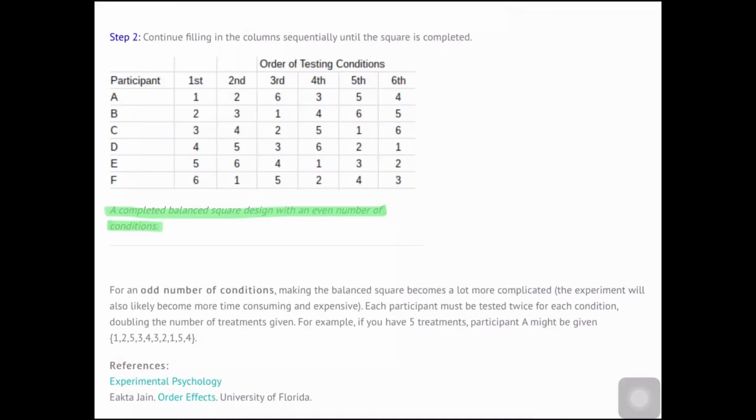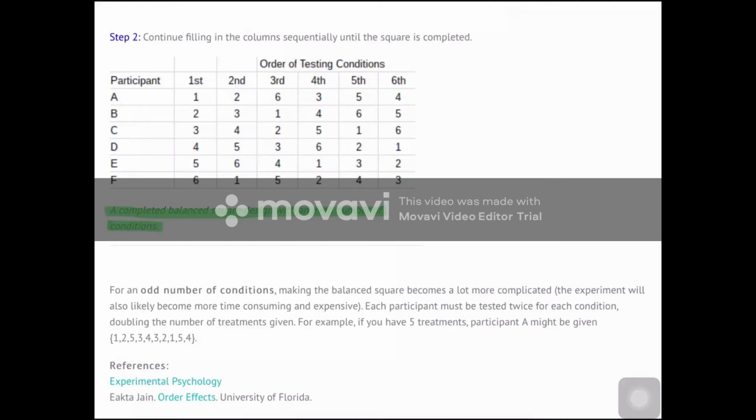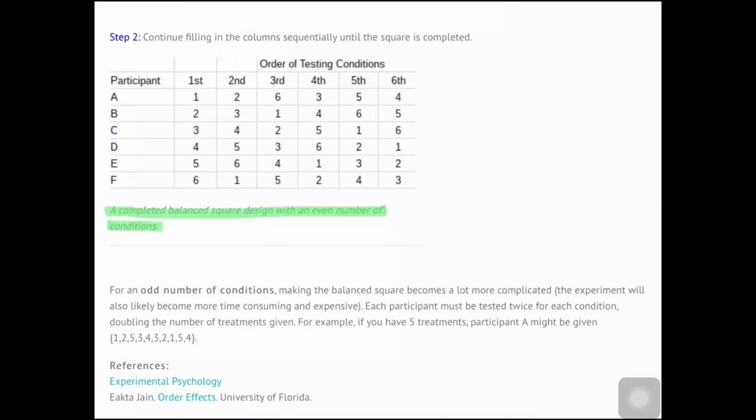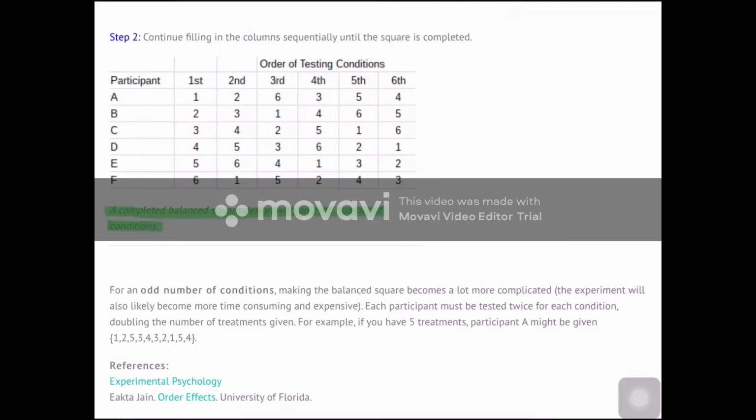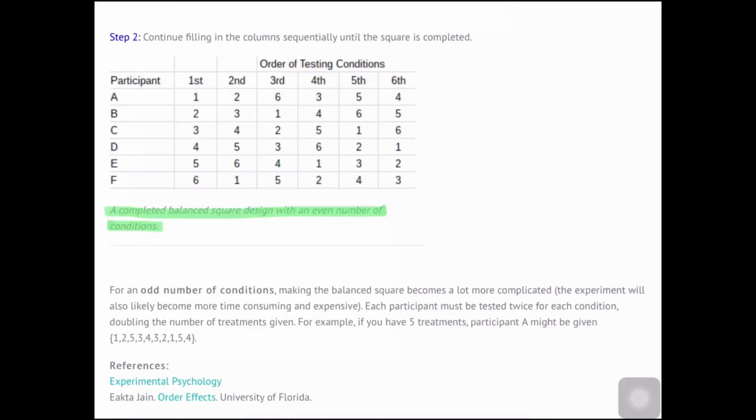The third column starts with the number 6, which is our n. So 6, 1, 2, 3, 4, 5. The fourth starts with 3: 3, 4, 5, 6, 1, 2. The fifth starts with n minus 1, which is 5: 5, 6, 1, 2, 3, 4. The sixth column starts with n minus 2: 4, 5, 6, 1, 2, 3. This is a completed balanced square design with an even number of conditions.